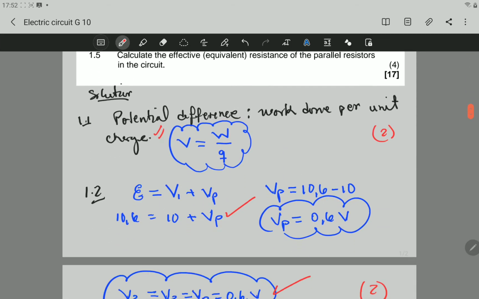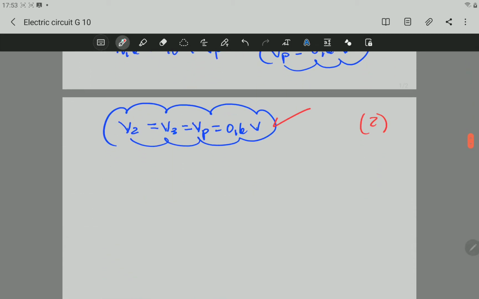So that is for 1.3.2: I3 is equal to 0.4 amperes. This is the same as the one at the beginning. Now 1.3.1. There are two options to do this question.